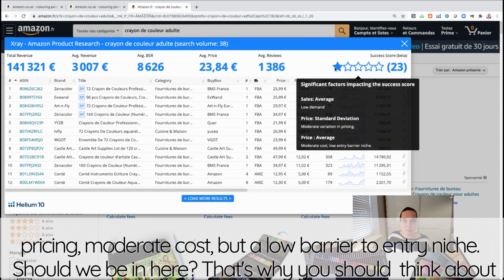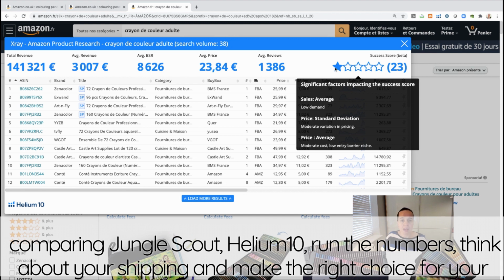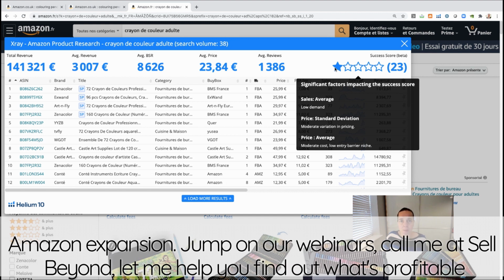That's why you should think about comparing Jungle Scout and Helium10, run the numbers, think about your shipping, and make the right choice for your Amazon expansion.